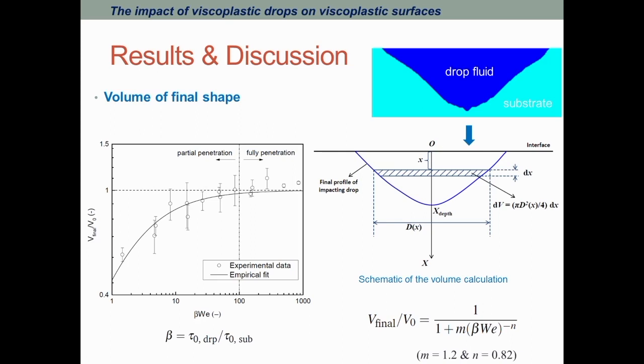And I identified two regions. When this number is below a critical value, the normalized drop volume is below 1, which means that it's in the partial penetration regime, and after a critical value, it's fully penetrated. And this is the empirical equation I got.